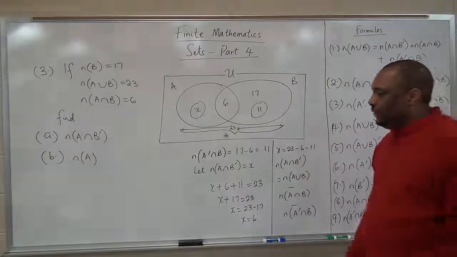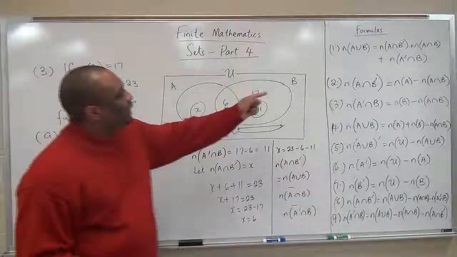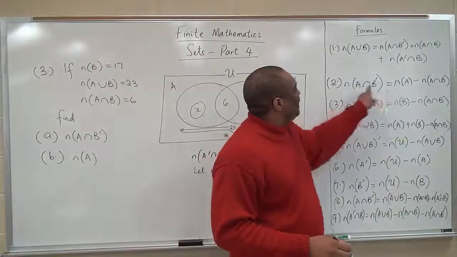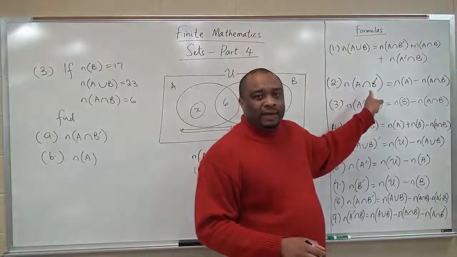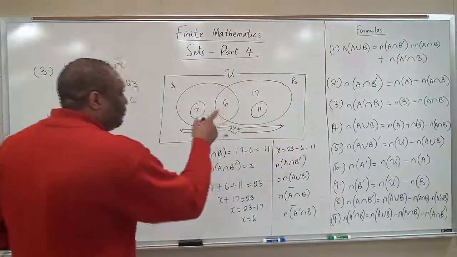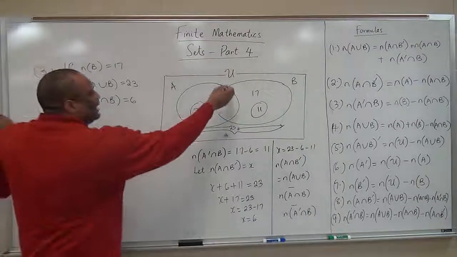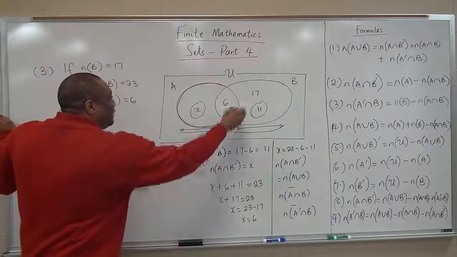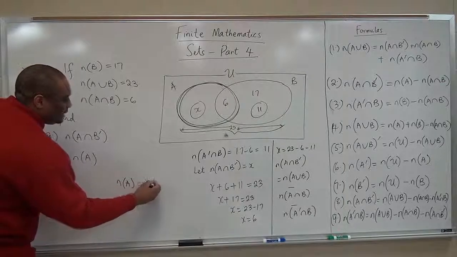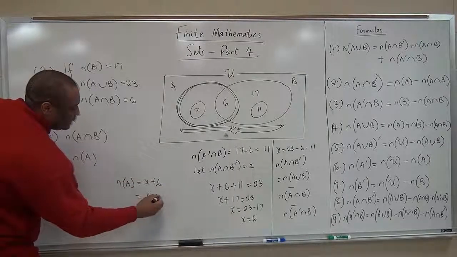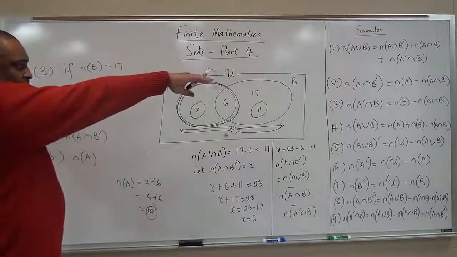Now the next one, cardinality of A. What will cardinality of A be? We see the formula for cardinality of A. This will be cardinality of A intersect B prime plus cardinality of A intersect B, from formula number 2. Or we just say that cardinality of A is this entire thing, X plus 6, which is 6 plus 6, which is 12.